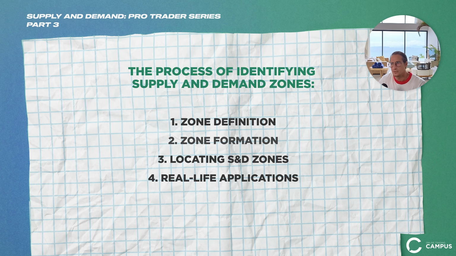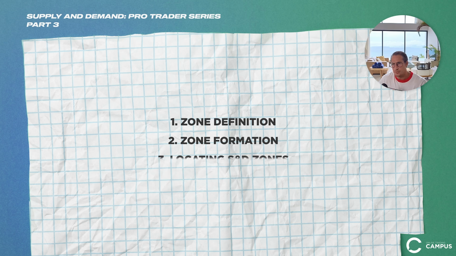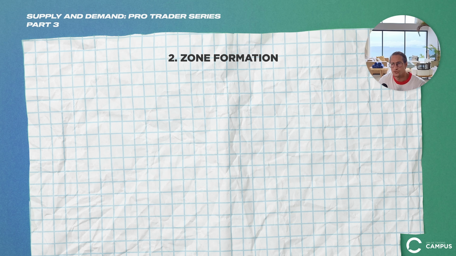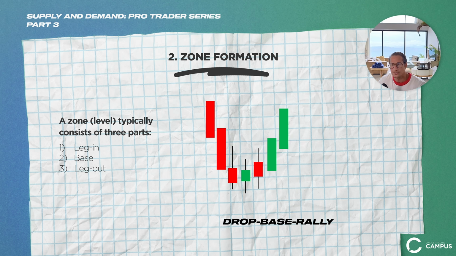Okay, let's look at one of the pictures that represents supply and demand. A zone or level always consists of 3 parts, leg in, base, and leg out. To the left, we see a demand zone. You have first a drop in price, that is our leg in, then some basing, that is our base, and suddenly you get a strong move out to the upside from that area, which is our leg out.